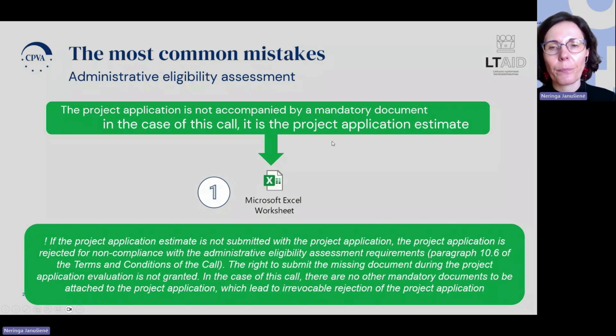And here we have the mandatory document, which has to be submitted with the project application. This document is the project application estimate. And as Greta mentioned, this is the only document which has to be submitted with the project application. If it is not submitted, the project application is rejected, and the right to submit the missing document during the project application evaluation is not granted. I would like to repeat, there are no other mandatory documents to be attached to the project application which lead to irrevocable rejection of the project application. So it's a very important thing to note.